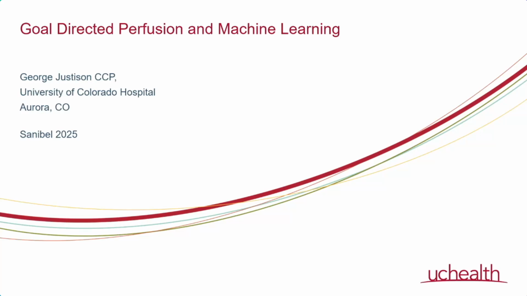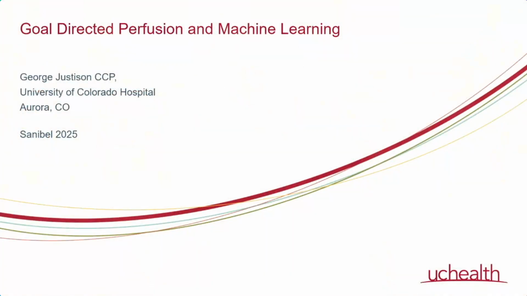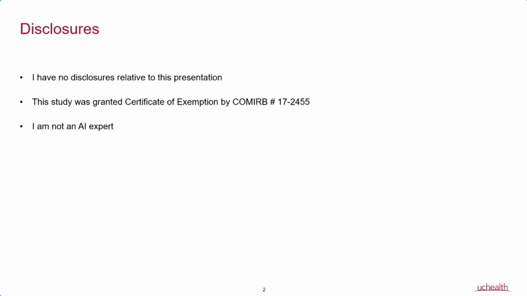Thank you, everyone. Certainly in our society today, there's a lot of topics and a lot of discussion about artificial intelligence and its impact on our lives. Today we're going to share with you our experience at University of Colorado with machine learning and goal-directed perfusion, and present to you a way that we can use this as a quality improvement tool in our practice. So these are my disclosures. I am not an AI expert.